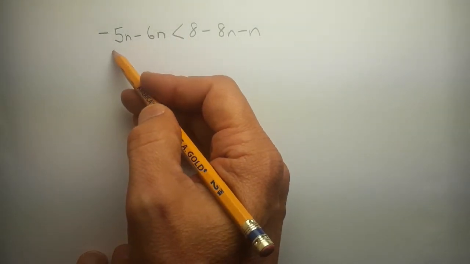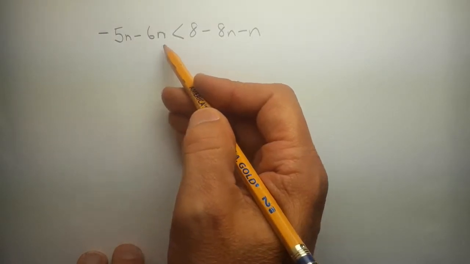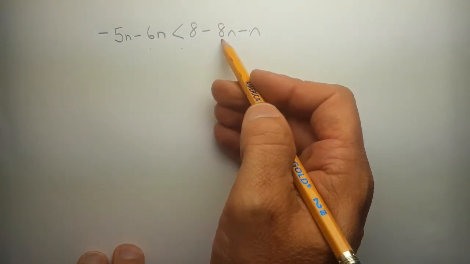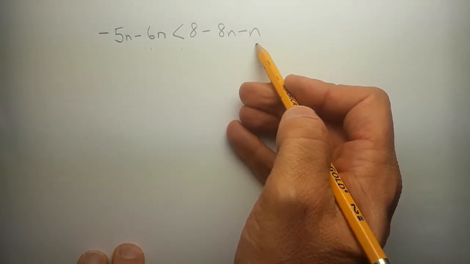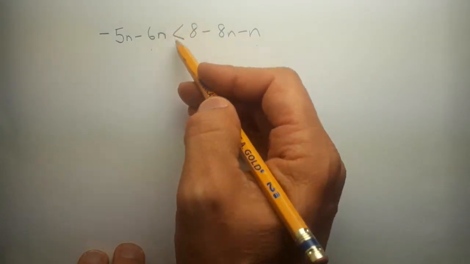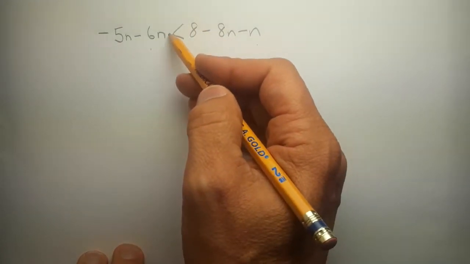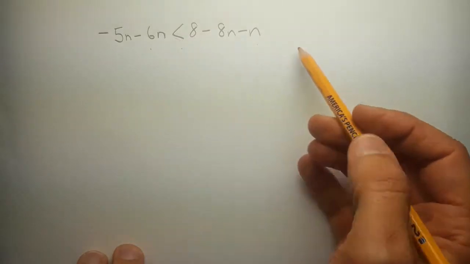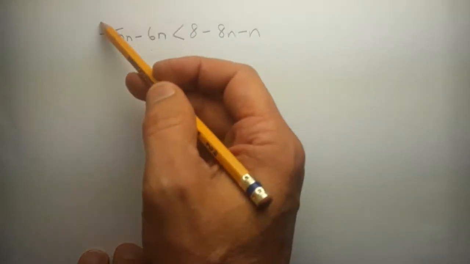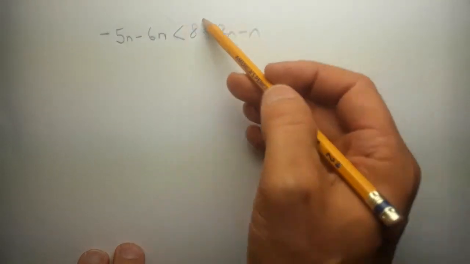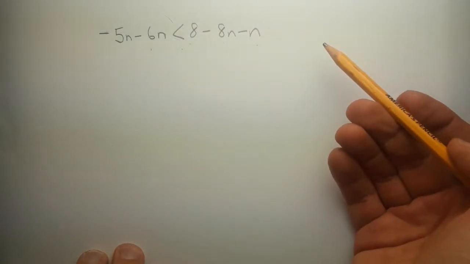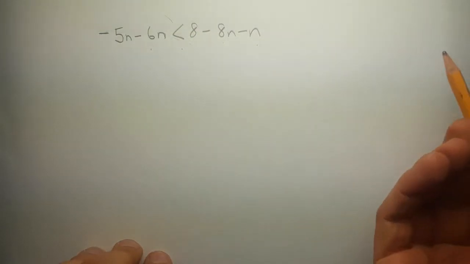We've got negative 5n minus 6n less than 8 minus 8n minus n. Okay, this is an inequality sign here, means less than. So this basically says that this left side here is less than what's on the right side. Okay, and we're going to solve this for n.